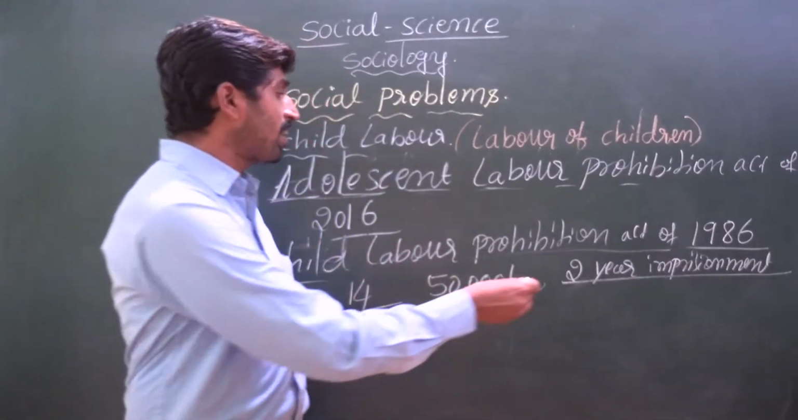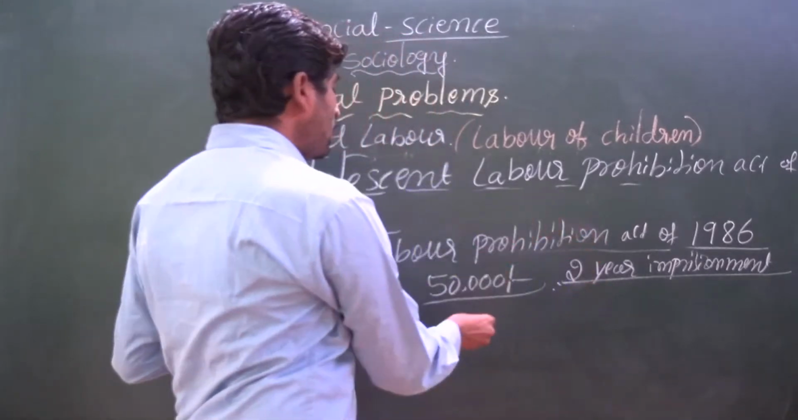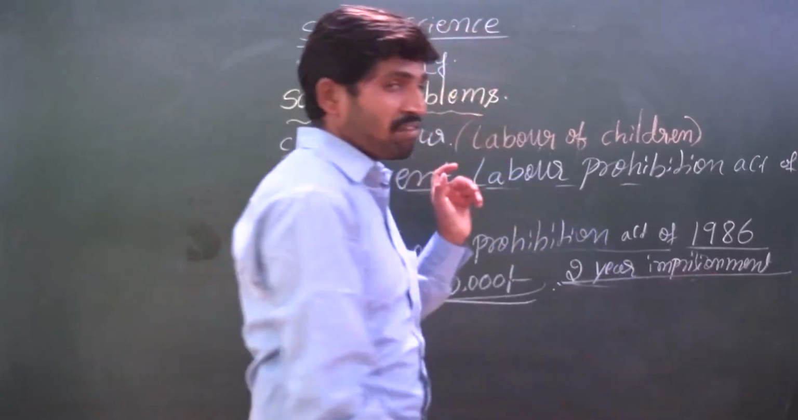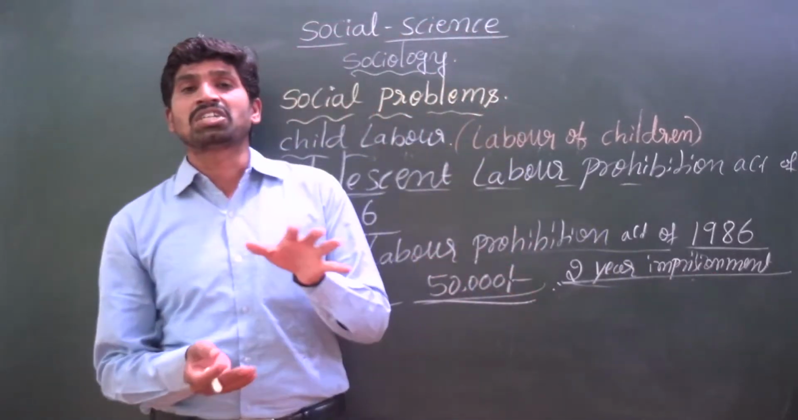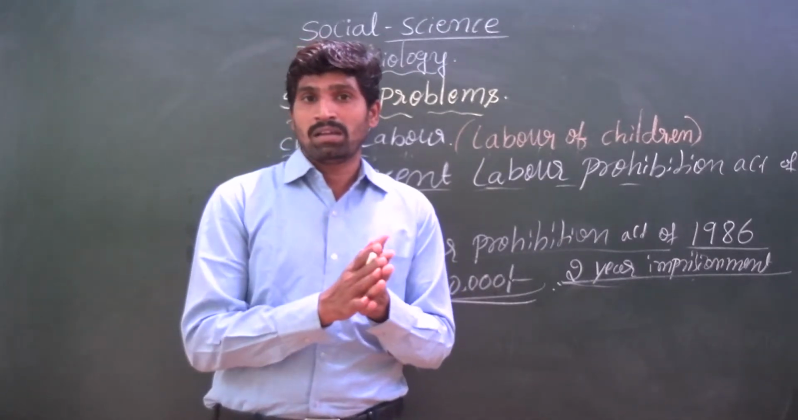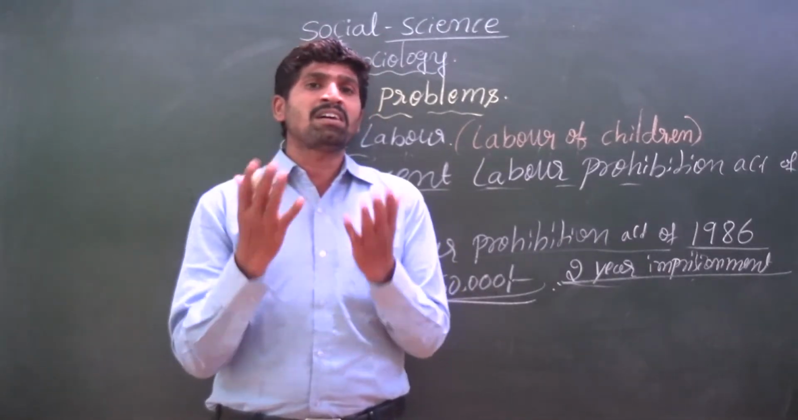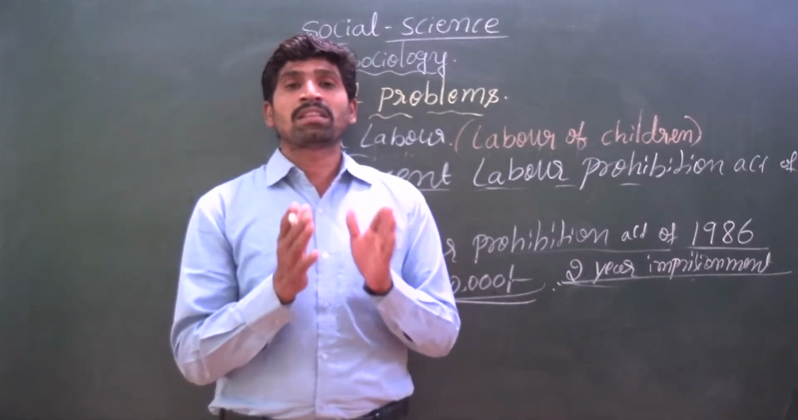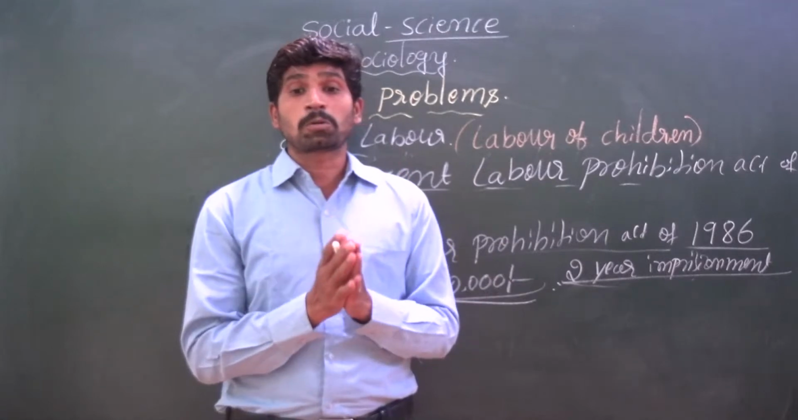If the violators are the family, it is a 50,000 rupees fine and 2 years imprisonment. And for family members, if they engage the children for any household work or outside work, whether financially, in consideration of finance, or it may be free, then for family members it is a 10,000 rupees fine.